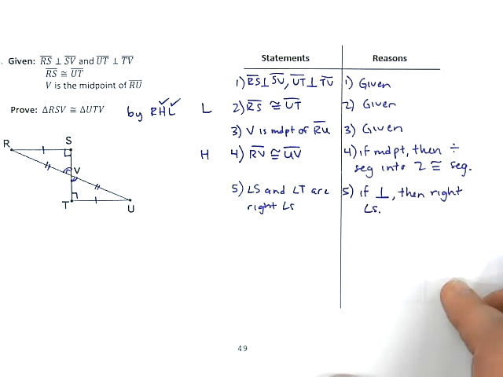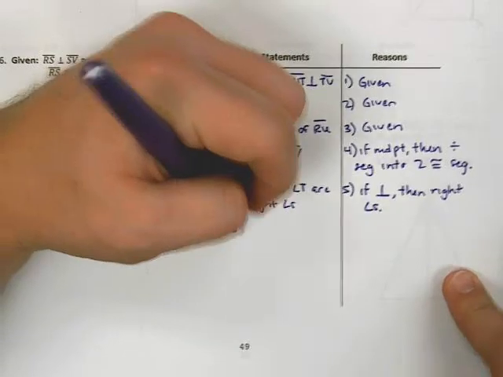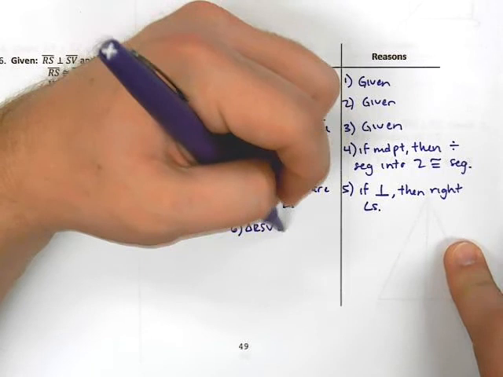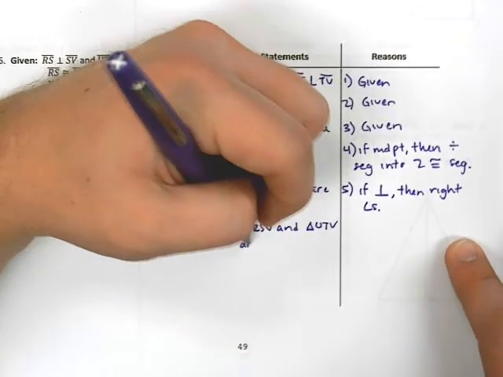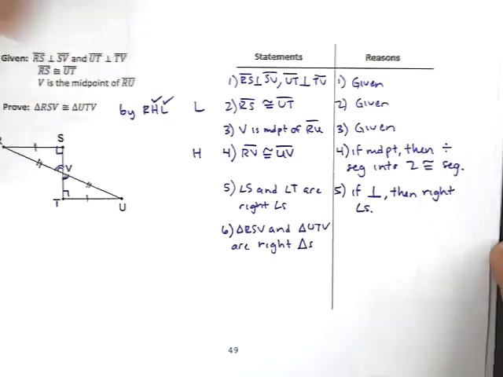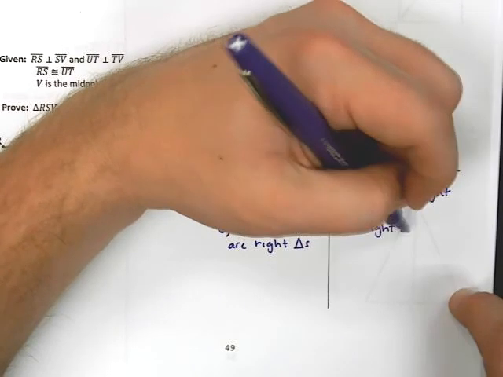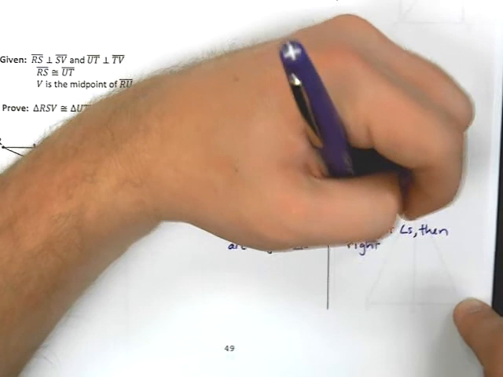angles. But you have to remember, I don't want right angles, I want right triangles. So we now need to say triangle RSV and triangle UTV are right triangles. And how do we know that? Because if right angles, then right triangles.